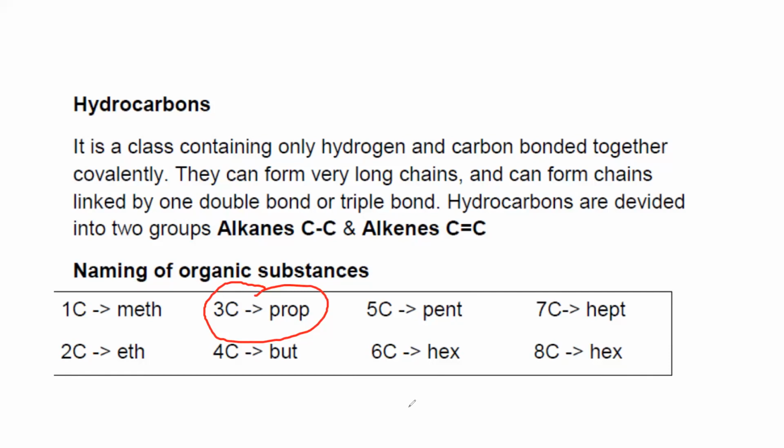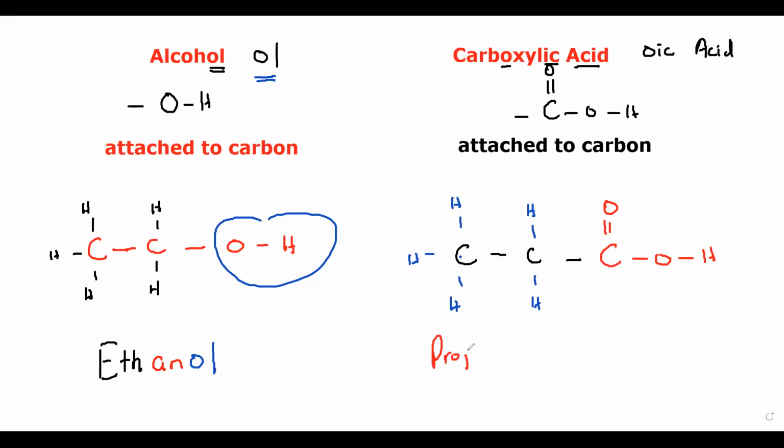So it should be prop. So we write P-R-O-P, prop. Then we check the bond between the carbon atoms. Between there is a double bond, but that is carbon with oxygen. But between the carbon atoms there is a single bond. So if there is a single bond, it will be N.